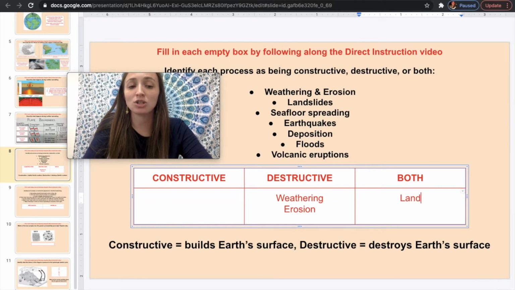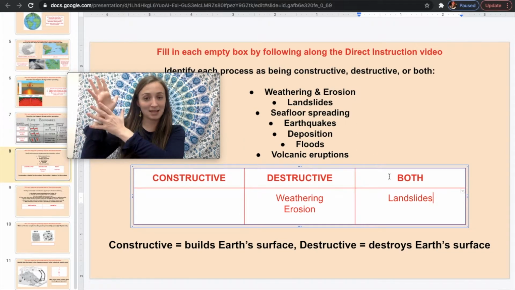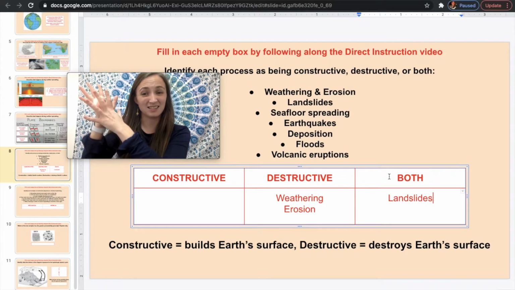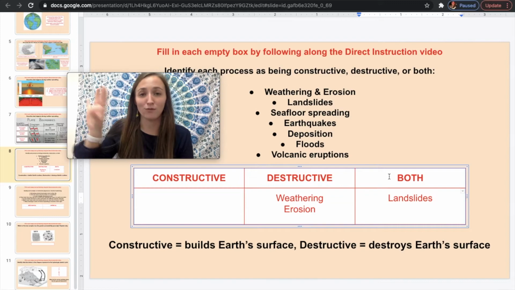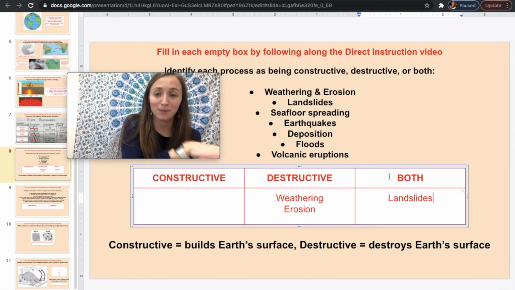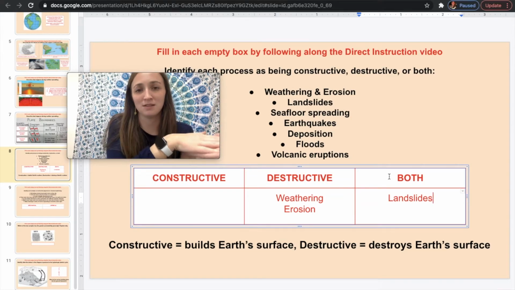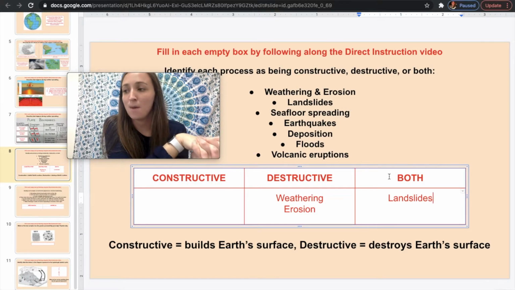Next, we have landslides. Landslides are actually going to be both. Okay, they are both because a landslide is when that land on like a hillside is actually sliding. Pretty easy. So it's breaking off of one landform. So that's how it's destructive, because that rock is being broken off, but it's going to end up being placed on top of another piece of land. So it's going to build up somewhere else. So that's why it is both.